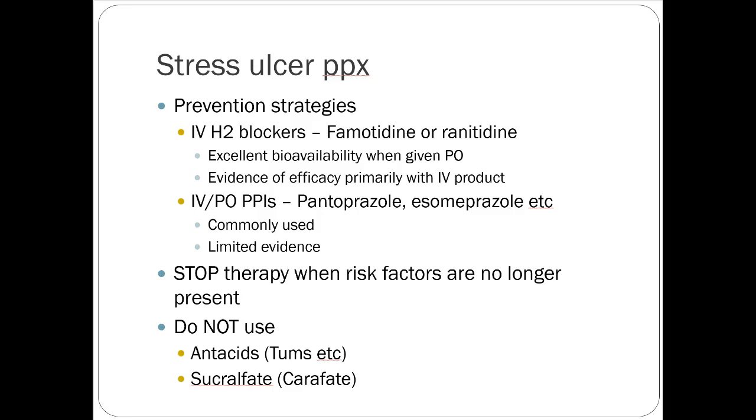IV H2 blockers are a drug of choice for critical care patients. They're effective, they're cheap, and they have really good bioavailability when given PO. So if you can get them down a G tube or an NG tube, you can do that. IV PPIs are fine. There's no problem with them. They're just way more expensive. So to save some dollars, we like our IV H2 blockers in this case.